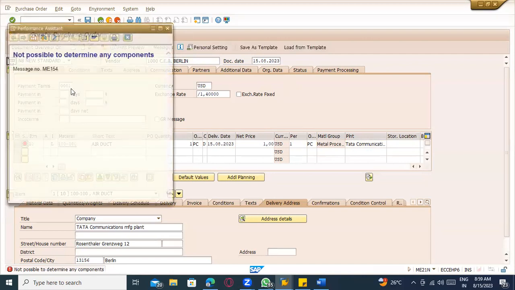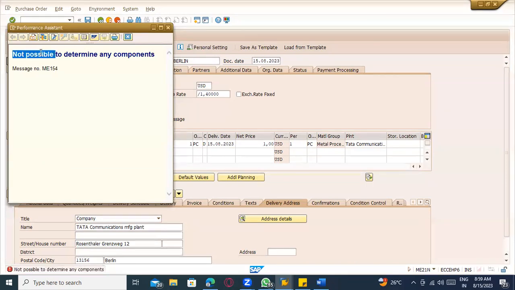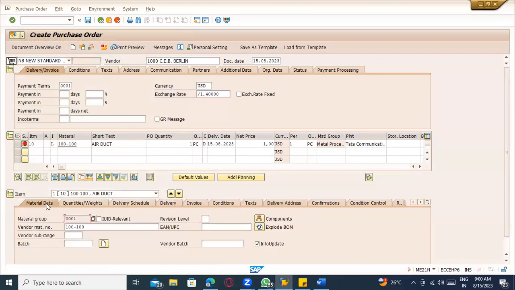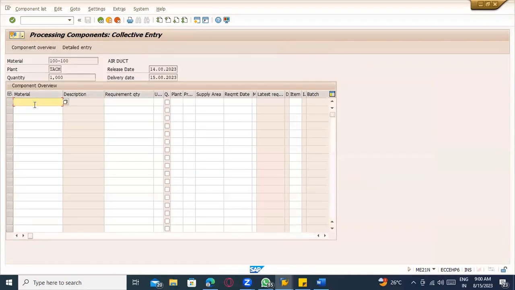Generally this kind of error says it is not possible to determine the component. Why is it coming? Because we didn't maintain a BOM, bill of material, and we didn't maintain a production version. For that reason, this error is coming. If you refer to my previous video, it explains how to maintain a bill of materials.